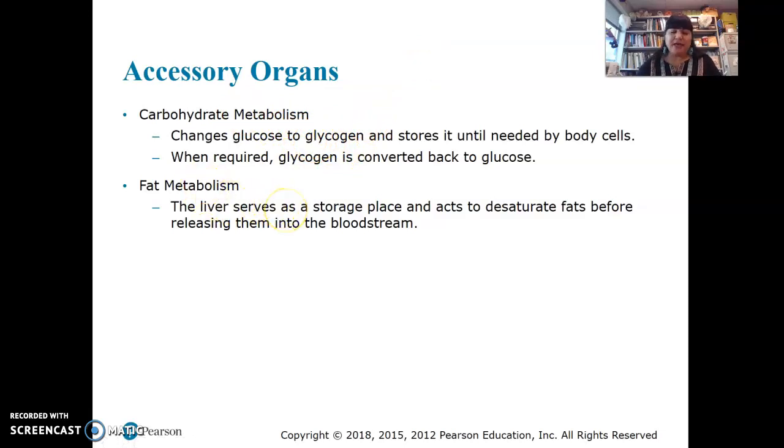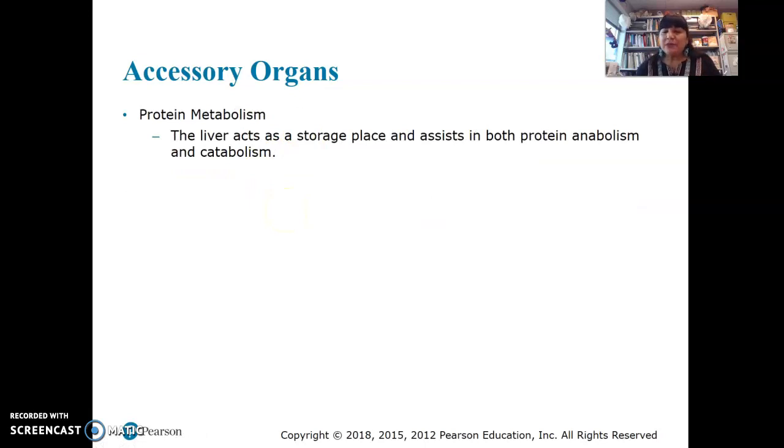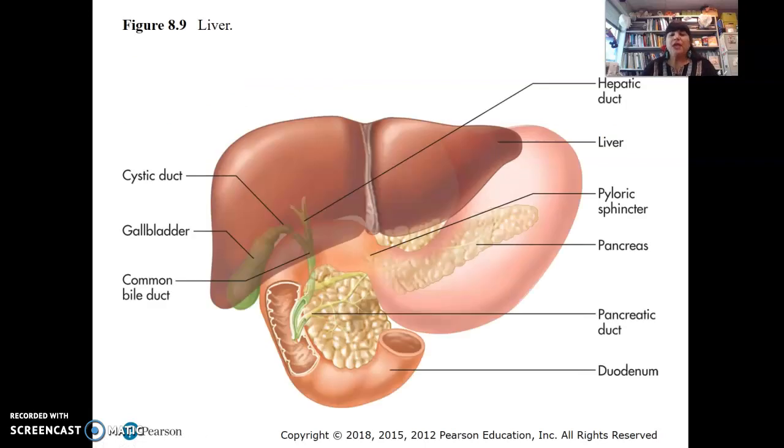Fat metabolism, yes. Protein metabolism, yes. It says the liver is involved with protein anabolism and protein catabolism. Anabolism is protein building. Catabolism is protein breaking down. So a lot of the liver is very important. Here it is. Here's the liver. Here's the gallbladder. It's a storage sac for bile. And then here's the pancreas.